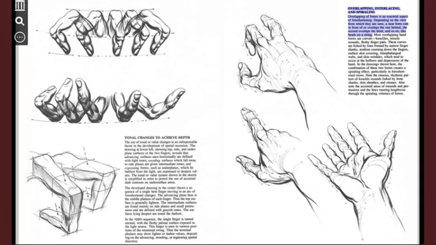Overlapping, interlacing, and spiraling of forms is an essential aspect of foreshortening. Depending on the view from which they are seen, a near form cuts in front of or overlaps the one behind, the second overlaps the third, and so on, like beads on a string. Most overlapping hand forms are curved: knuckles, muscle mounds, fleshy finger pads. These curves are linked by lines formed by narrow finger shanks, tendons coursing down the fingers, surface skin covering, interphalangeal webs, and skin wrinkles, which tend to occur at the hollows and depressions of the hand.